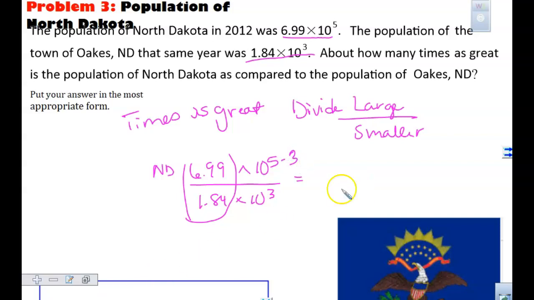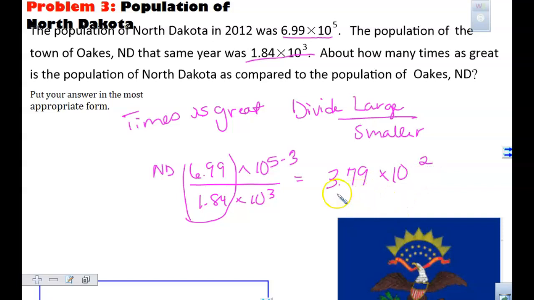Give me the two numbers after the decimal point. Started with what? 3.79. Could I leave it at 3.79 at this point? Yes. Could I go 3.8? I would take that also. Times, what should I have, Isabel? 10 to what power? 10 to the second. We're going to subtract those.